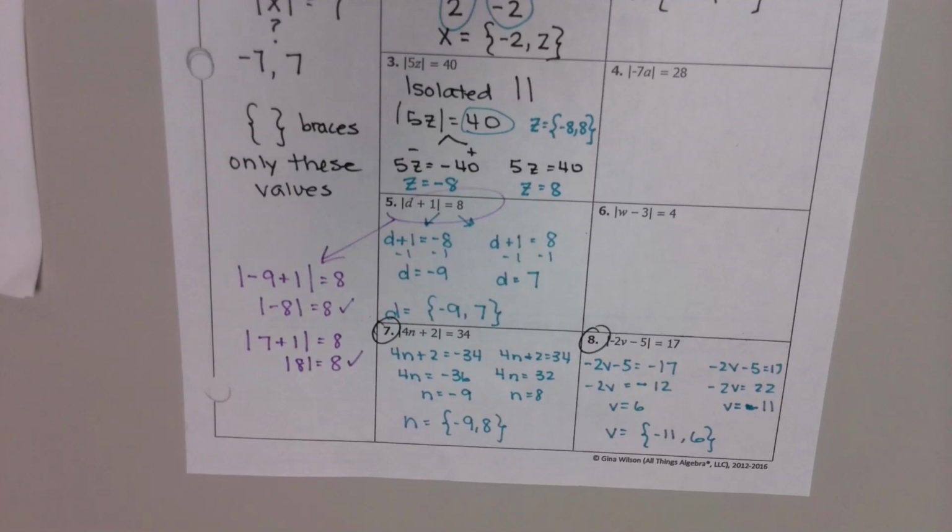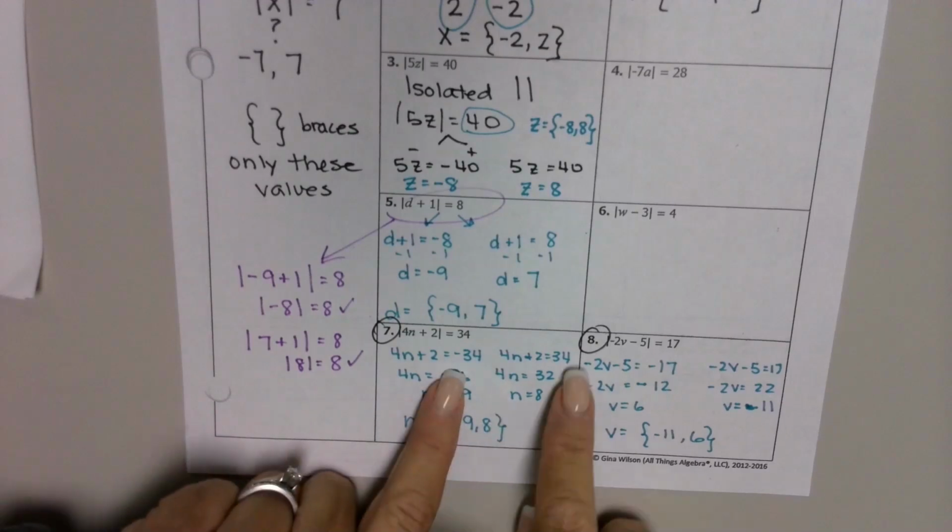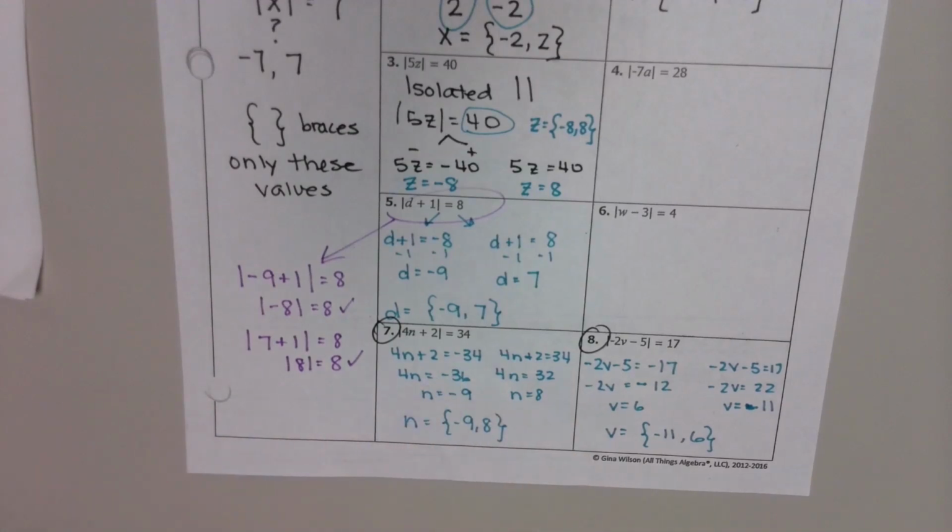Okay, so I just worked these as well, and so I have my negative, my positive, so I get n equals -9 to 8. And then over here, I have v equals -11 and 6. So I'm going to post this video to Schoology, so if you're not tracking on this, make sure you log in and get back to this so that you can see all the steps. Okay, let's flip it over.